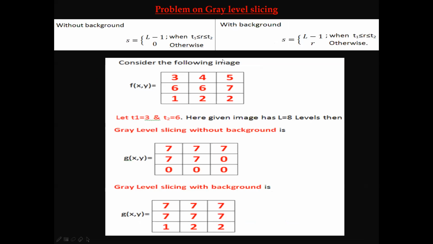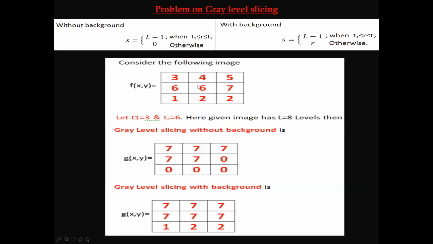We will see how to perform this gray level slicing. We can perform it with background and without background; these are the two formulas we have. Without background, we will see first. Here, this is the given image f of x comma y. First of all, you try to recollect from the given image.